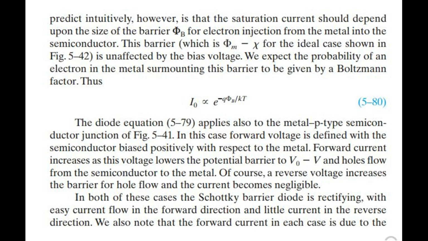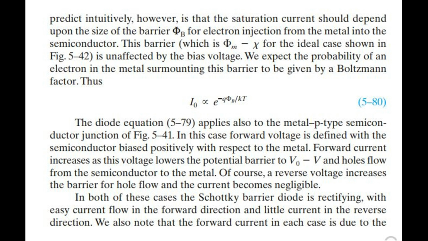Thus, the diode equation, 5.79, applies also to the metal p-type semiconductor junction of Fig 5.41. In this case, forward voltage is defined with the semiconductor biased positively with respect to the metal. Forward current increases as this voltage lowers the potential barrier to V0 − V, and holes flow from the semiconductor to the metal.